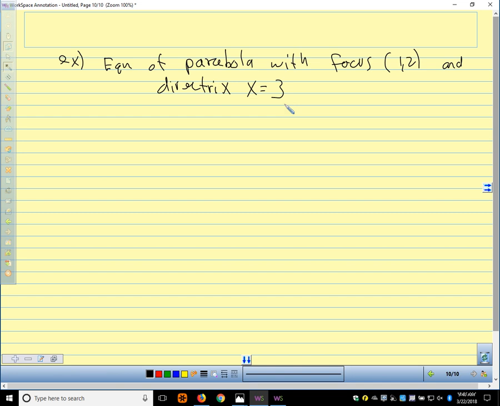So I would suggest here, draw a little picture. All right, here are my axes. Here's my focus at 1, 2. And here's my directrix, x equals 3. Is that vertical or horizontal? X equals 3. So no matter what y is, x equals 3. So that's going to be a vertical line. There's x equals 3. I know it's not to scale.